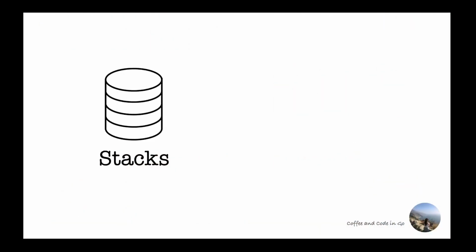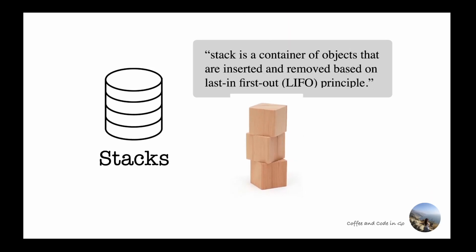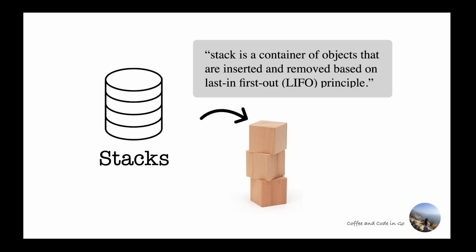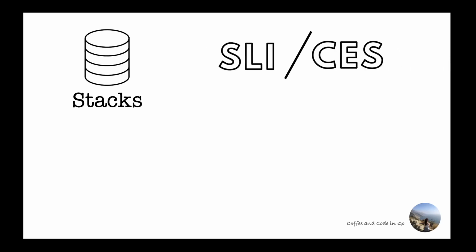First, let's understand more about stacks. By definition, stack is a container of objects that are inserted and removed based on a last-in, first-out principle. Just like this tower of bricks, we can only add and remove elements from the top of the stack. Let's take a look at how to implement stacks in Go with slices.